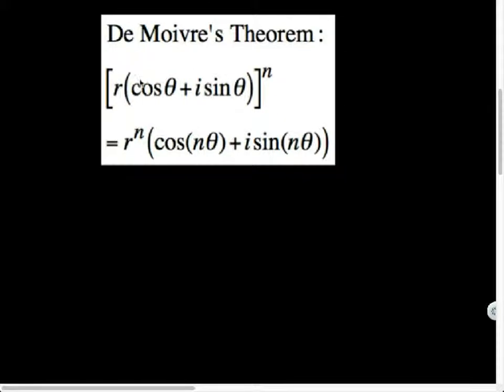This is what his theorem says. He says that if you have r(cos theta plus i sin theta), and you raise it to the nth power, that is the same as r to the nth times cos(n theta) plus i sin(n theta). So my new modulus is just the nth power of my original modulus, and my new amplitude is just n times the original amplitude. How wonderful. What wonderful weather we're having. So let's do a little example of this.